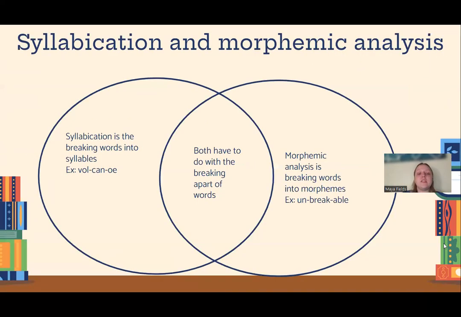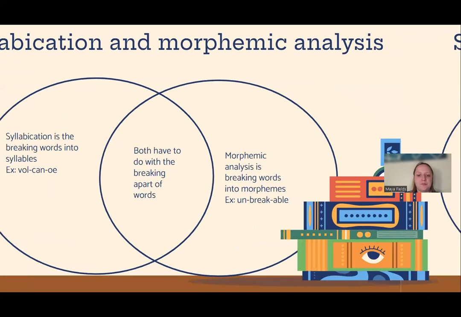Next, I'm going to talk about syllabication and morphemic analysis. Syllabication is breaking words into syllables, like volcano. Morphemic analysis is breaking words into morphemes, like unbreakable, which has a prefix, a root word, and a suffix. Both have to do with breaking apart words.